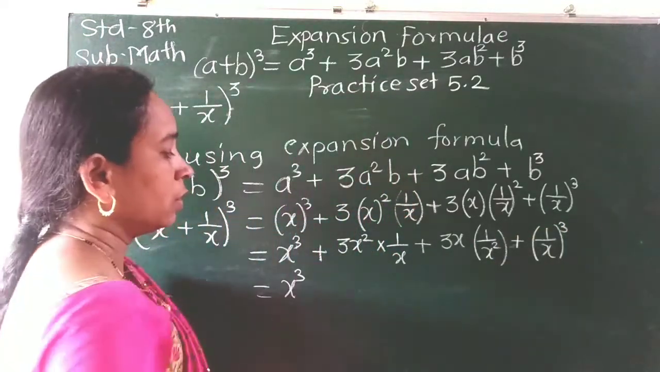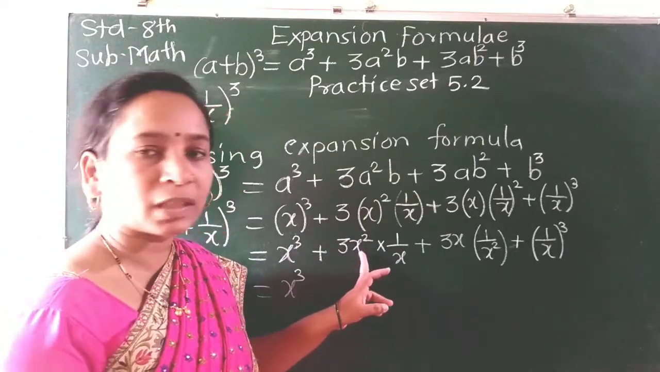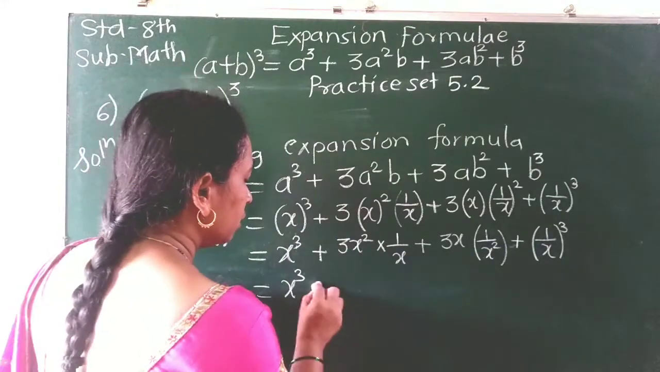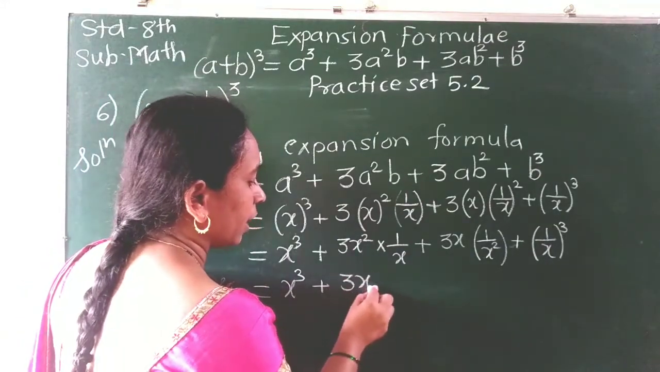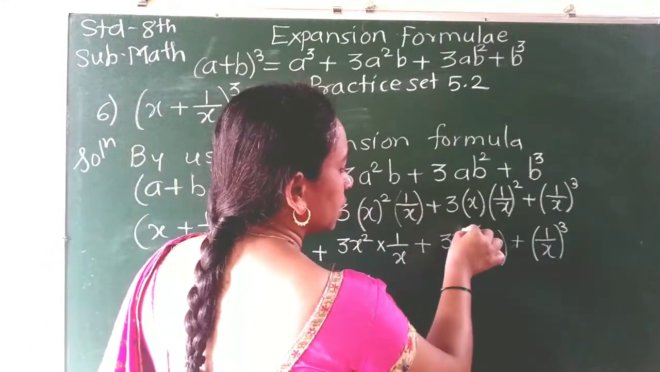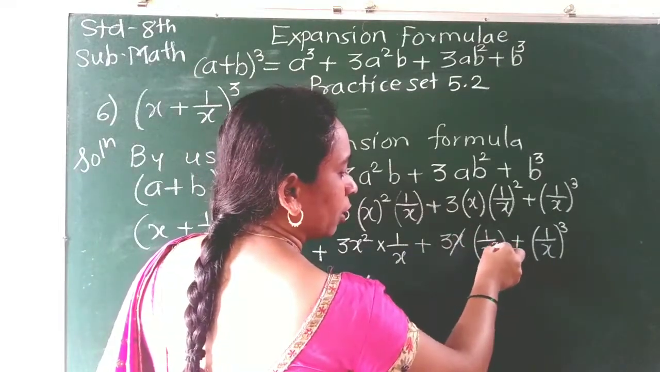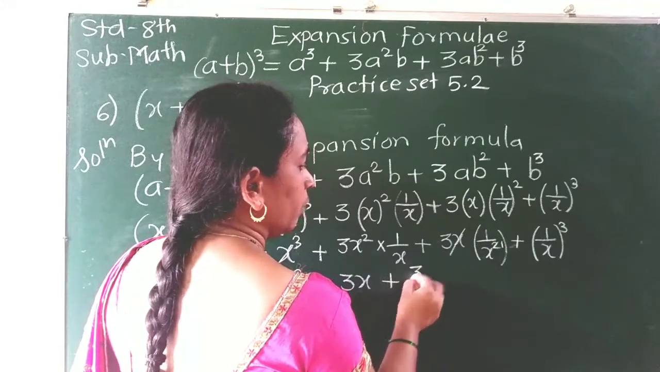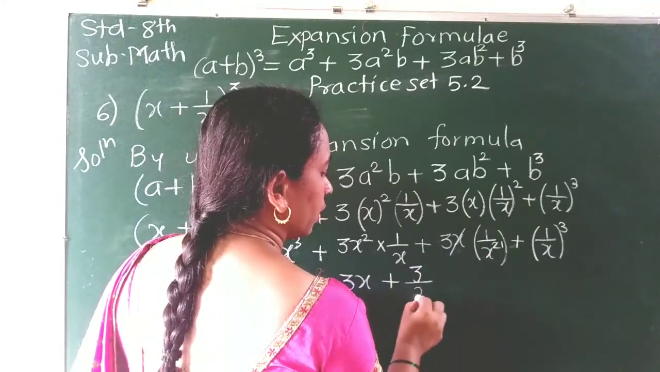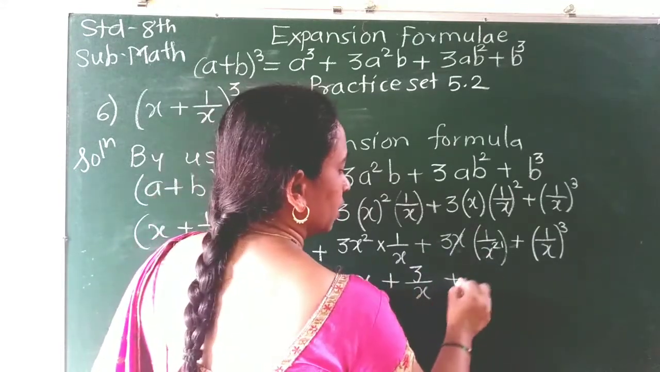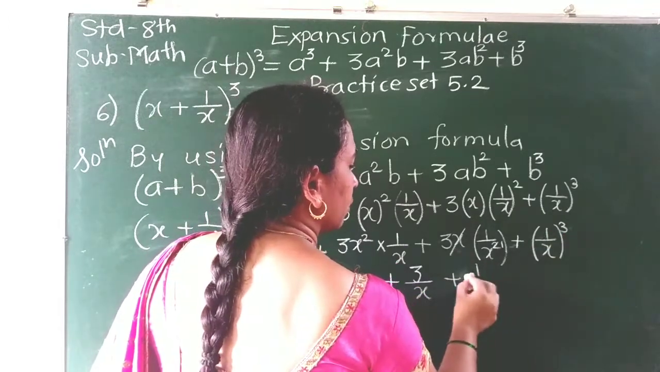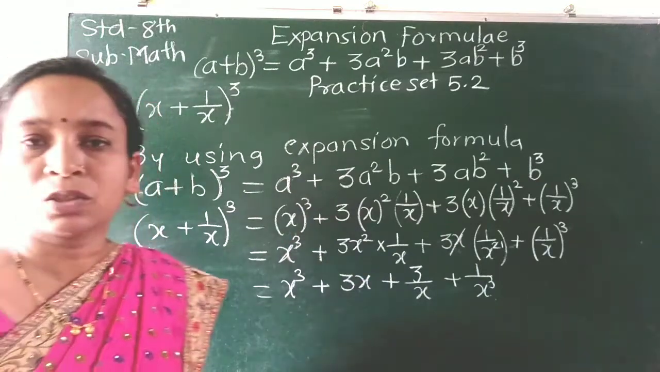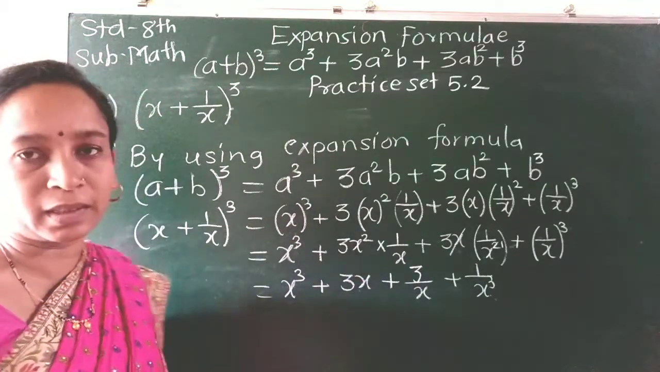cube. Here you can cancel this x square with this x. You can divide x square with the x. So only 3x will be left at the numerator. Here this x will be cancelled and from here only 1 will be left. So 3 1s are 3 and at the denominator only 1x will be left. And plus 1 cube is 1 upon x cube. So this is the solution of this sixth example.